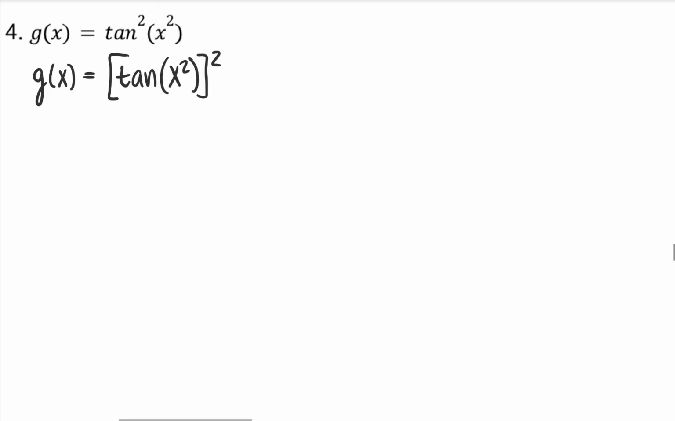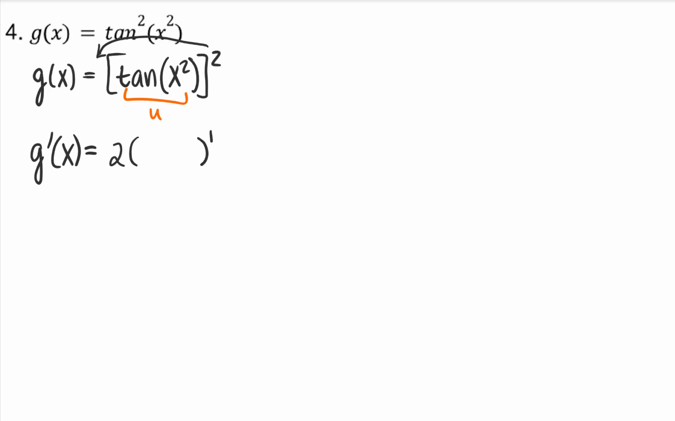Beginning from the outside in, we're going to use the general power rule because we have a function of x all to the power of 2. For general power rule, we're going to pop down and power down. Inside is u, and we multiply by the derivative of u, or u prime.